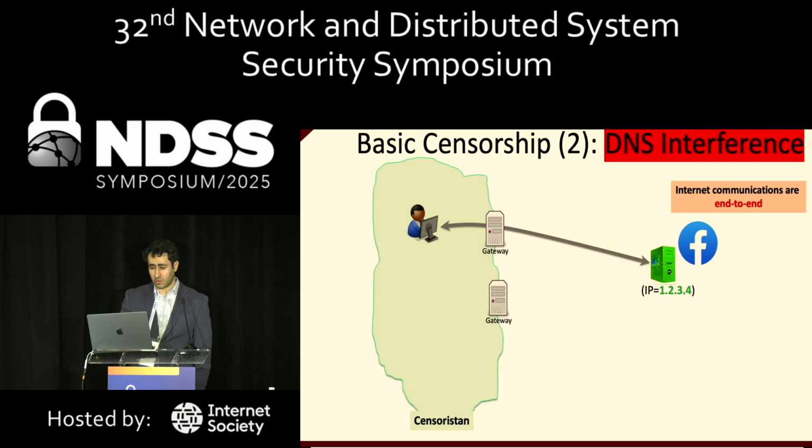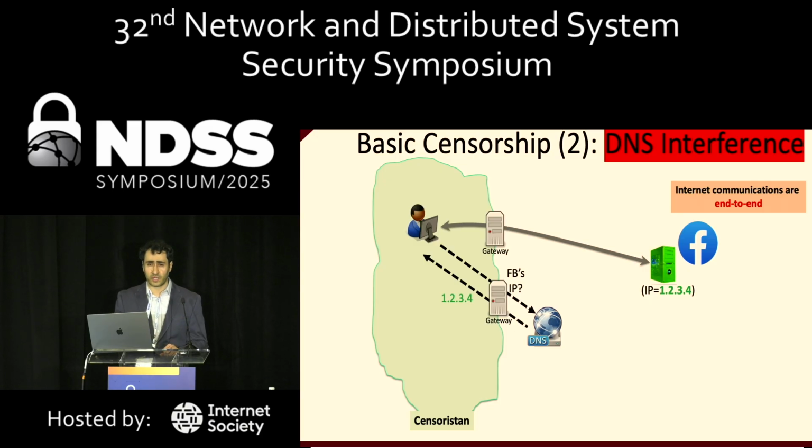Now, when we want to go to Facebook, we don't memorize its IP address, right? So we type facebook.com, and it somehow magically translates that to its IP address. And this is done by a service called DNS. And therefore, the second basic form of censorship available to the censors is that when the user asks for the IP address of Facebook, they will intercept the connection and send a fake response to the user. This is called DNS interference or DNS poisoning, and it has different names.